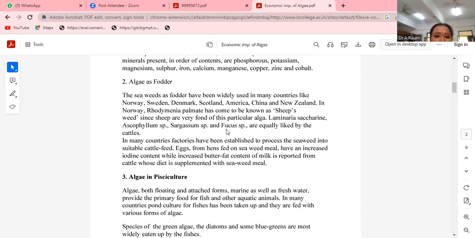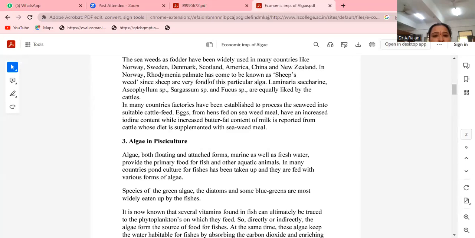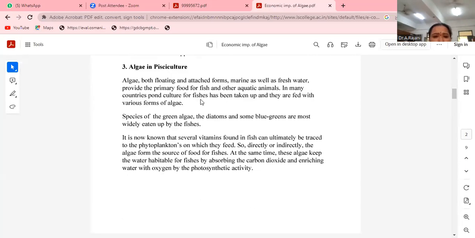Algae are also used as fish food, both marine and freshwater. They contain several vitamins. Green algae, diatoms, blue-green algae are all widely eaten by fishes. It is mainly important for fish, as more vitamins are present in this one.